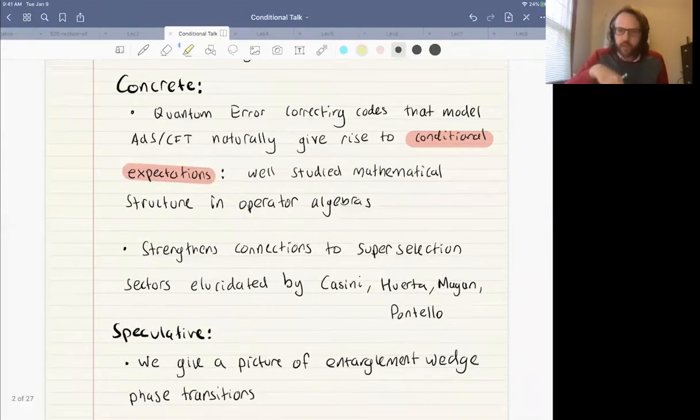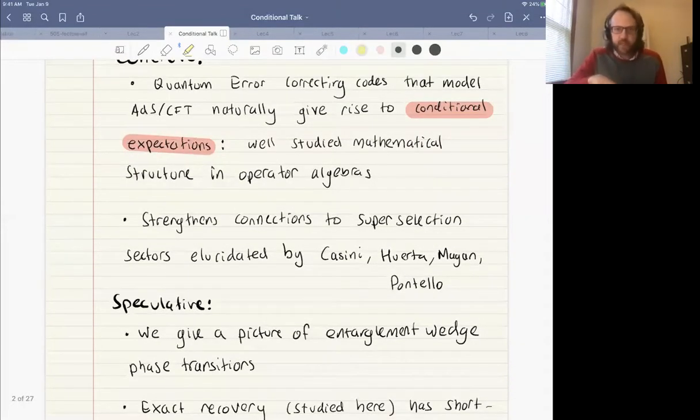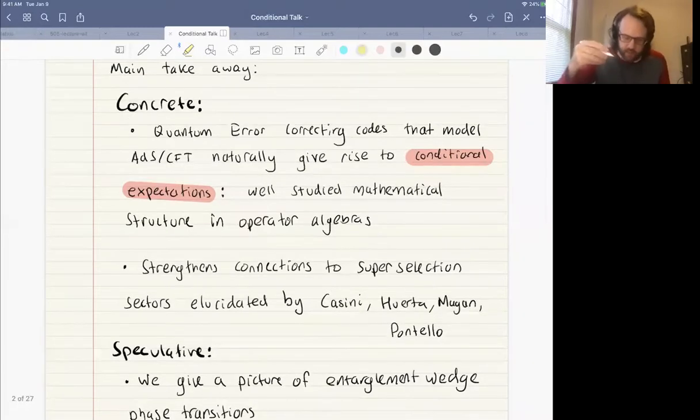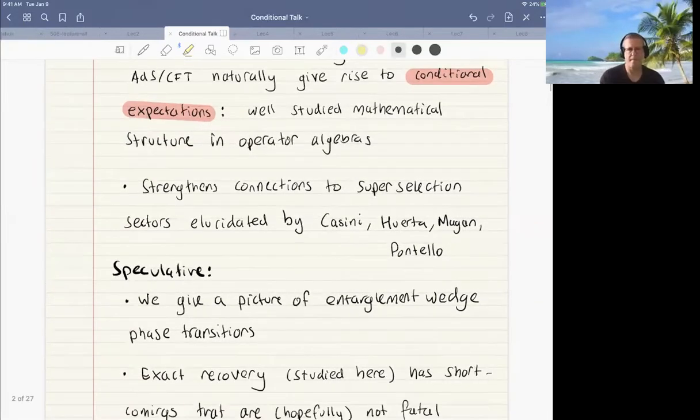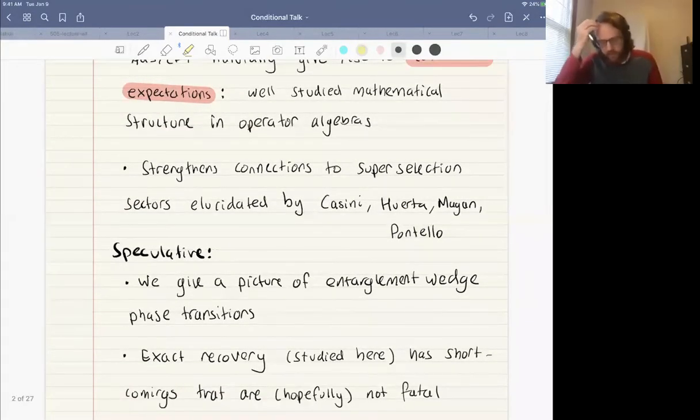Now, there's some more speculative parts of this, which is basically when I take this observation and I just push it as far as I can. So part of that, I'll try to talk a little bit about a picture of entanglement wedge phase transitions, which are sort of an interesting structure that arises in AdS/CFT, and I'll try to give some description in this language. This is speculative, and I don't know if this is true. This may not hold up.